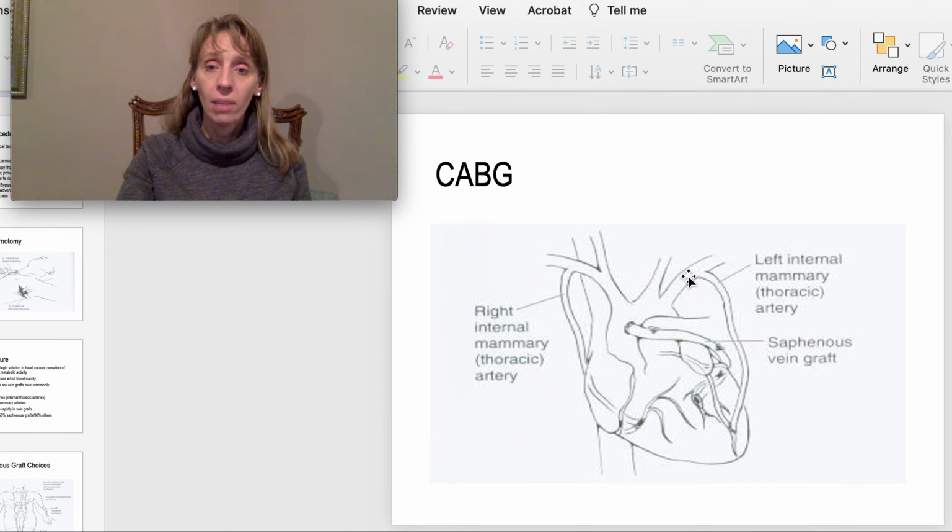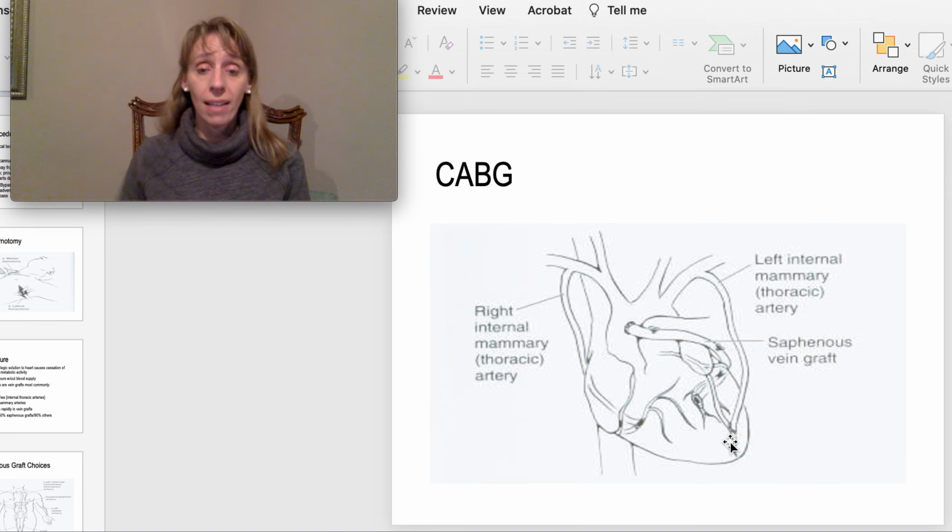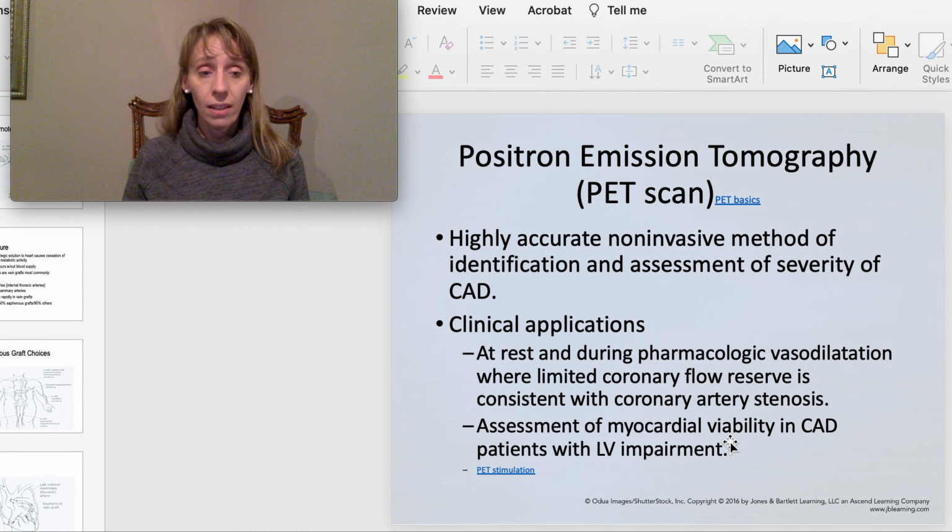So now the blood is going to go through that subclavian all the way down this mammary artery and down to the end of the heart. That's what an open heart surgery is. New bypasses put on to help blood get to where it needs to be.